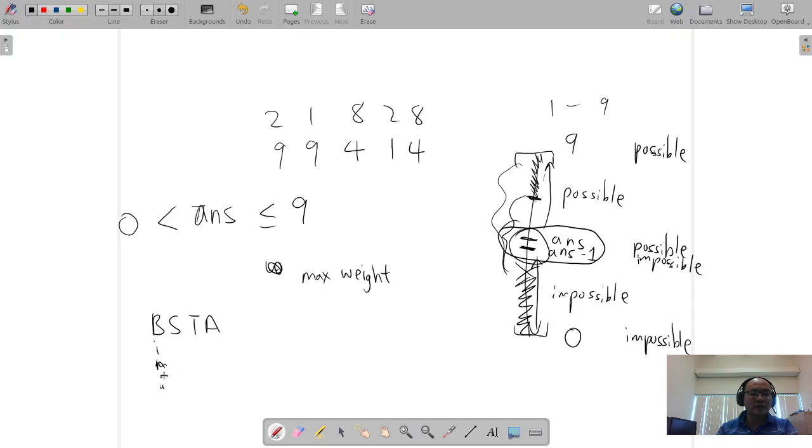Binary search the answer. So the answer that I'm looking for is the maximum weight that I have to move. And then if I know what the answer is, if I know what is the maximum weight I can move, then I want to know if that actually works, possible or not. And then based on that, I can adjust. So the next question is, how do I know, given a certain weight, does it work?